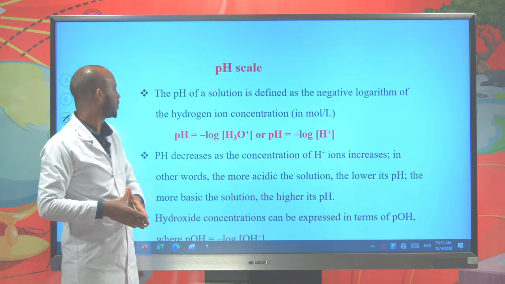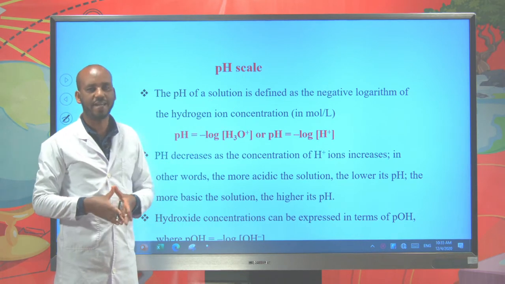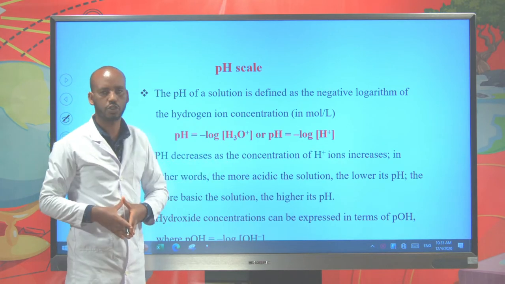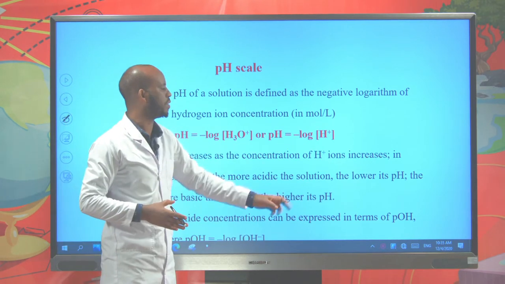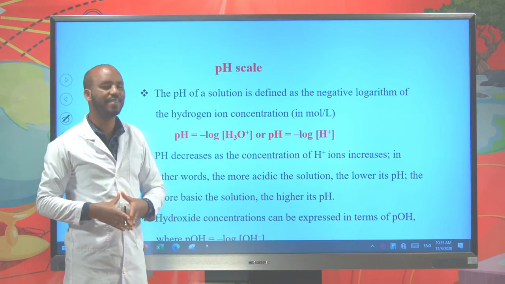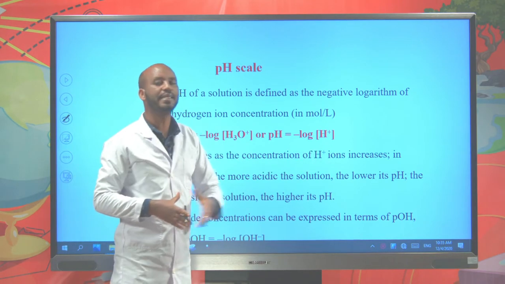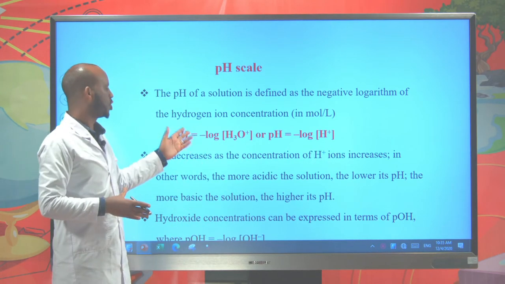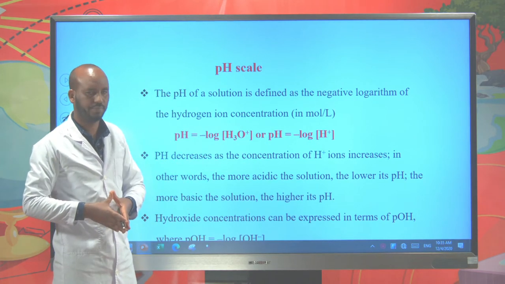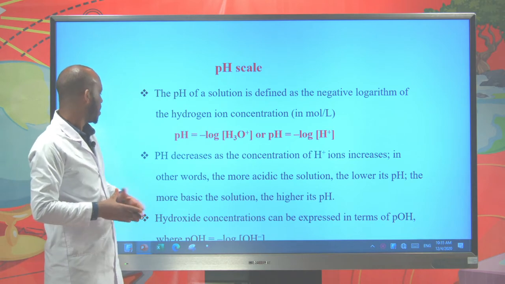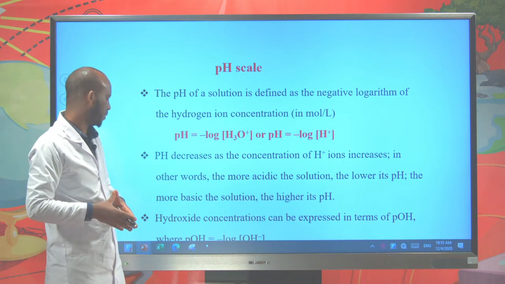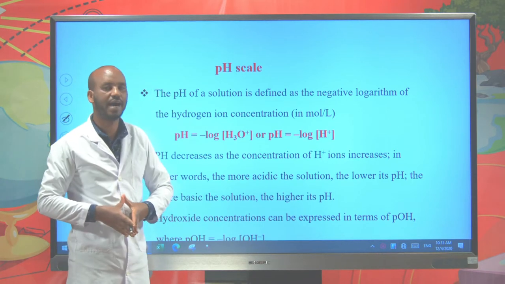pH scale. The pH of a solution is defined as the negative logarithm of hydronium ion concentration, or the negative logarithm of hydrogen ion concentration. pH decreases as the concentration of hydrogen ion increases. pH and hydrogen ion concentration are inversely proportional. In other words, the more acidic the solution, the lower its pH. The more basic the solution, the higher its pH.